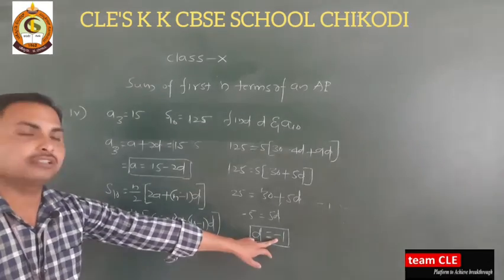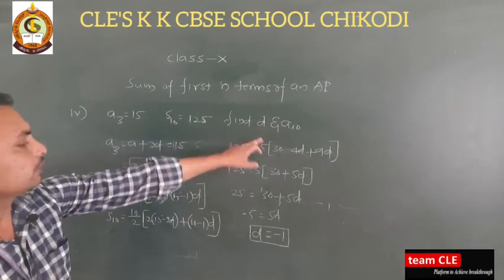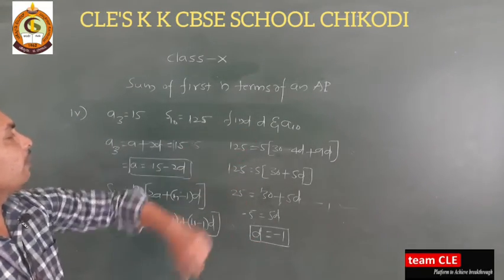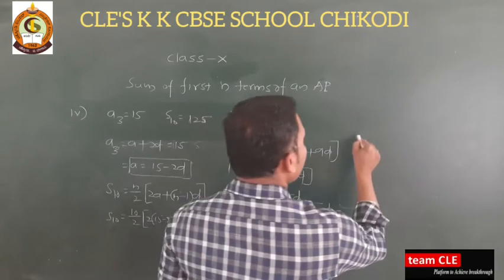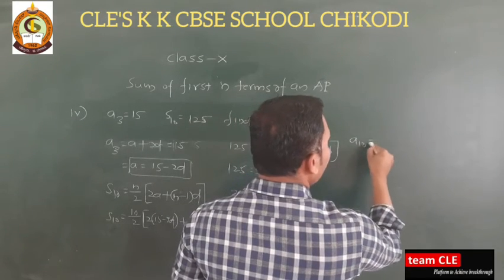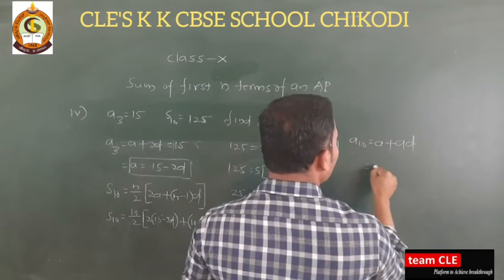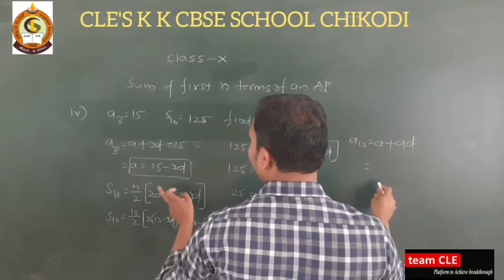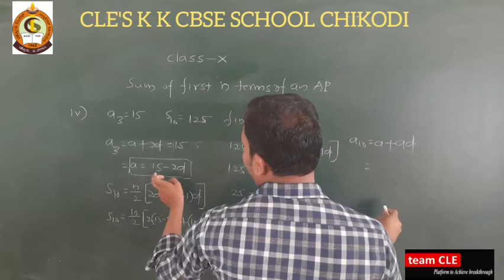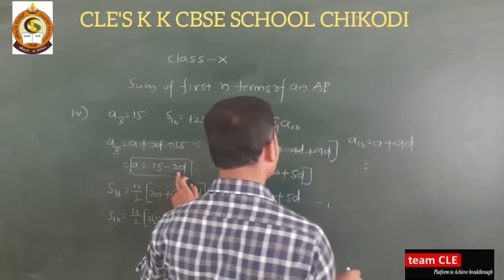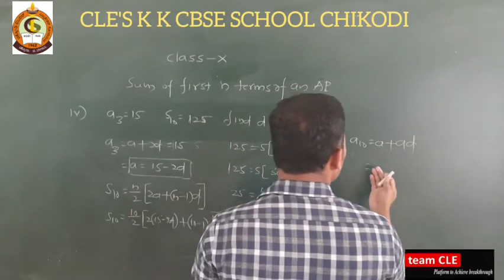D is equal to minus 1. So we got D is equal to minus 1. What we need to find? A10 we need to find. Okay. So this is very simple. A10 is A plus 9 into D. So A we have, how much we have? We will find A first of all.